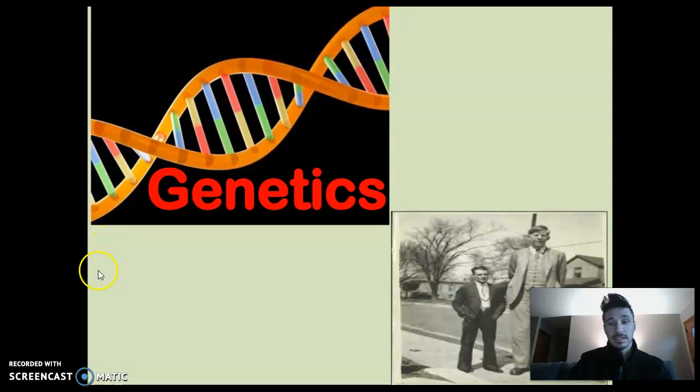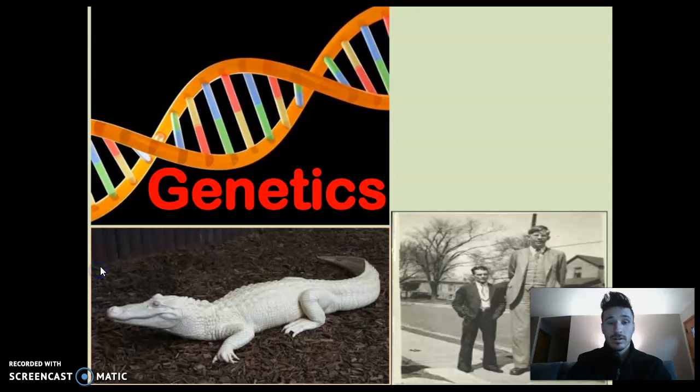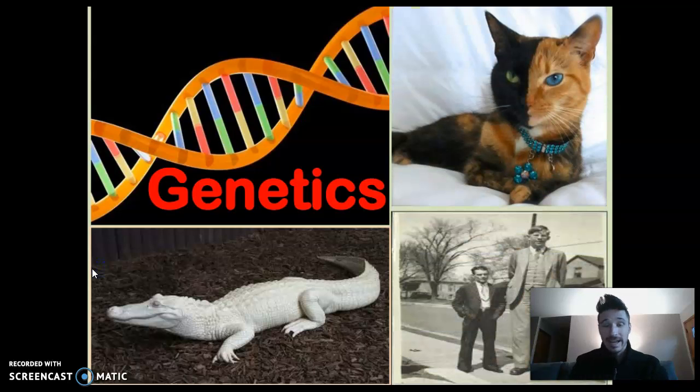How about characteristics like being way taller than average, which we see pictured here in the bottom right, or a disorder known as albinism, where you lack any pigmentation and are completely white or pale. Or genetic abnormalities where you are in fact your own sister, like this cat pictured in the top right.